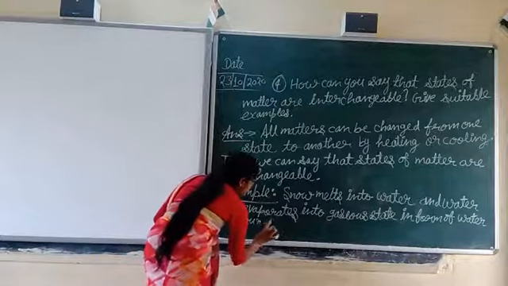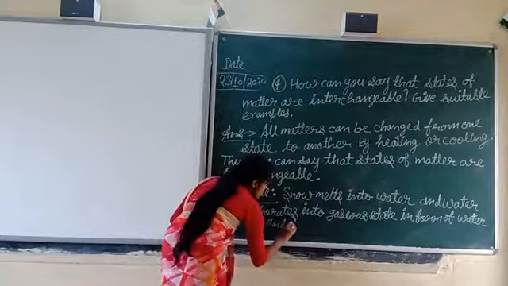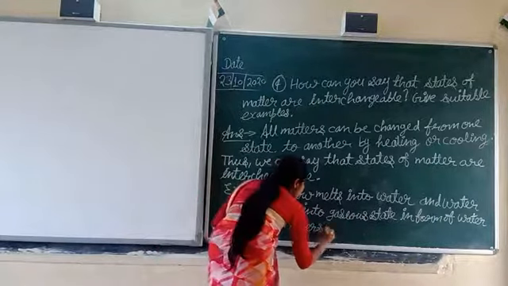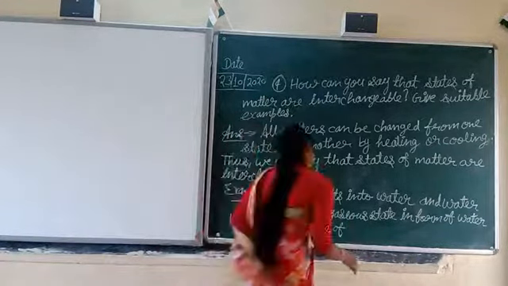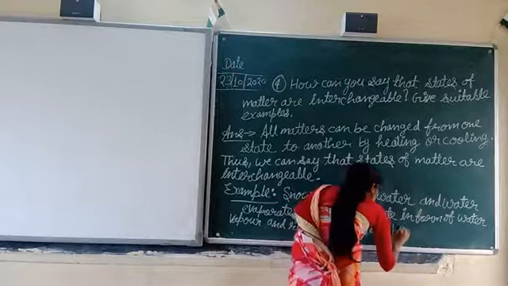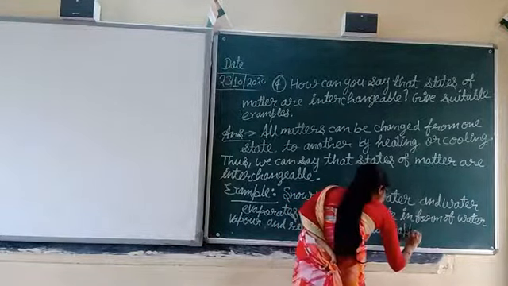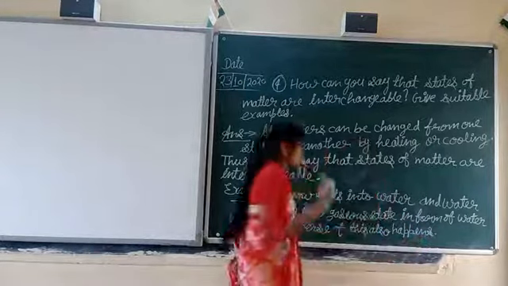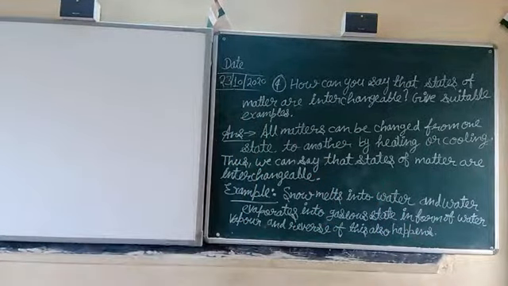And the reverse of this. Snow melts into water and water evaporates into the gaseous state in the form of water vapor, and the reverse of this also happens. This is the example for question number 4.